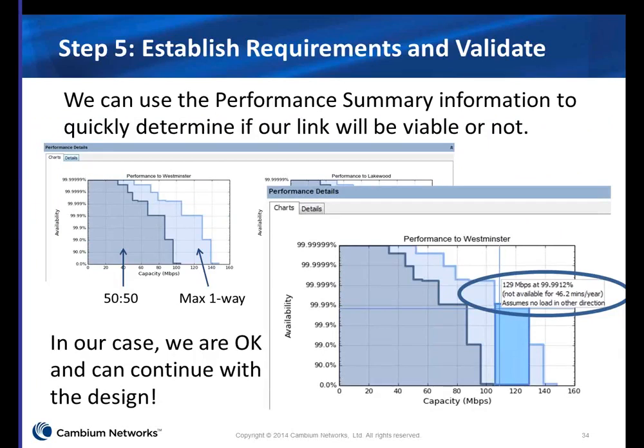One is the dark blue area, which shows the symmetrical load, which is equivalent to the 50-50 downlink uplink ratio that we see in the standard PTP format. But when we're working in enhanced PTP, we also work in adaptive mode, and therefore we can get up to a maximum one-way throughput as well. And here you can highlight and see the actual throughput and the availability of that throughput in the details chart.